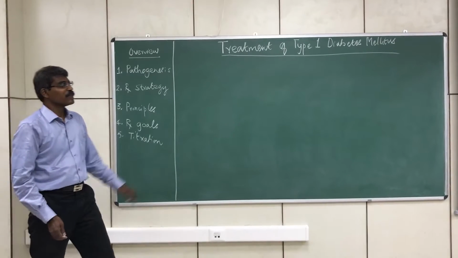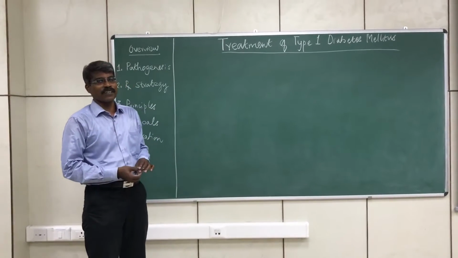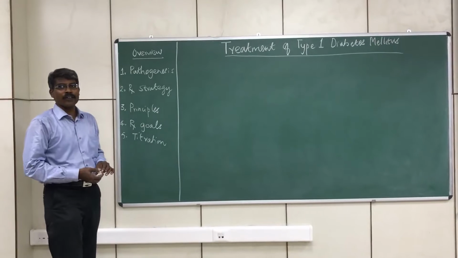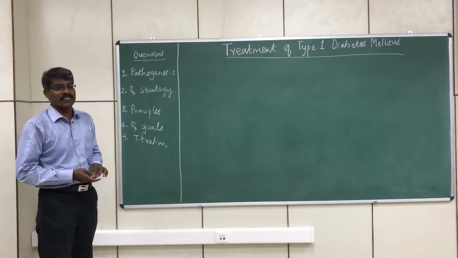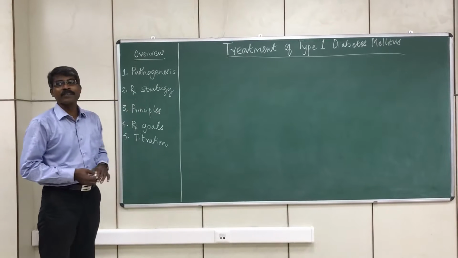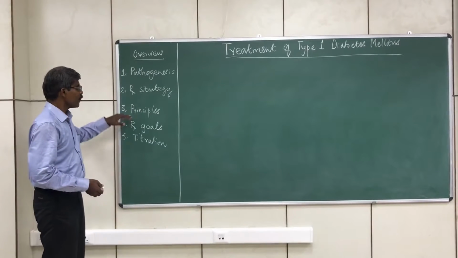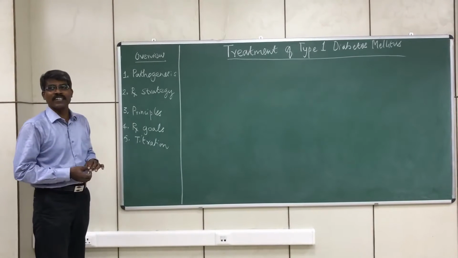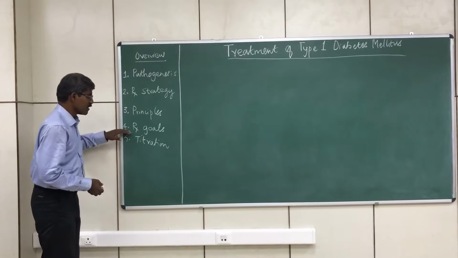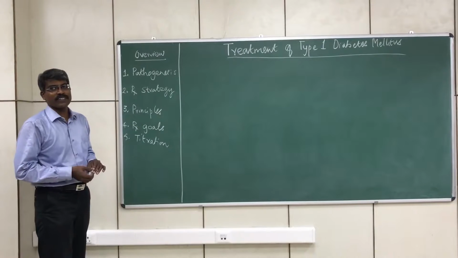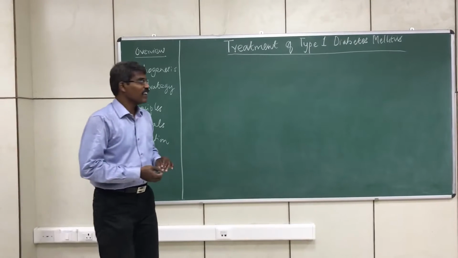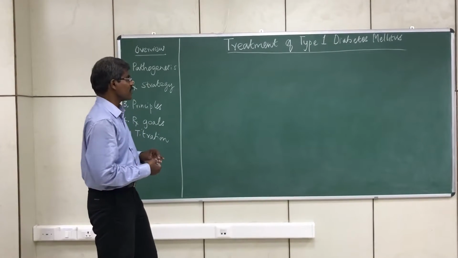See about treatment of type 1 diabetes mellitus. To give an overview of what we are going to see in this session, we'll see what is the pathogenesis of this disease, what are the treatment strategies, what are the principles behind initiating insulin therapy, what are the treatment goals to be achieved, and finally how to titrate treatment. Now let's go one by one. Let's see what is the pathogenesis of this disease.